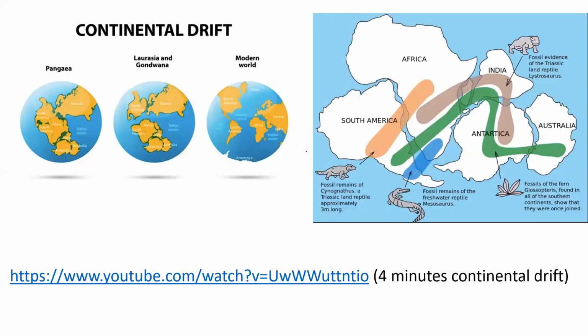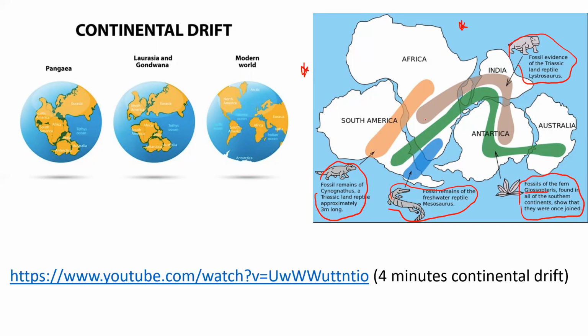Let's take a look at this. Look at this diagram right here. This is a very famous, important diagram. Which species is the oldest? Is it Cynognathus? Is it Mesosaurus? Is it Lystrosaurus? Or is it Glossopteris?